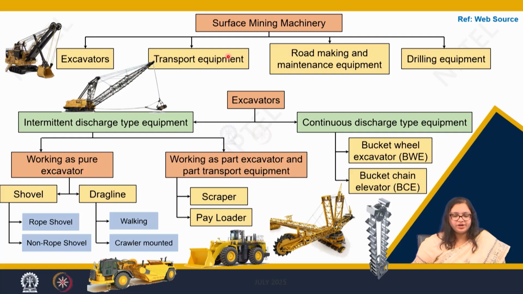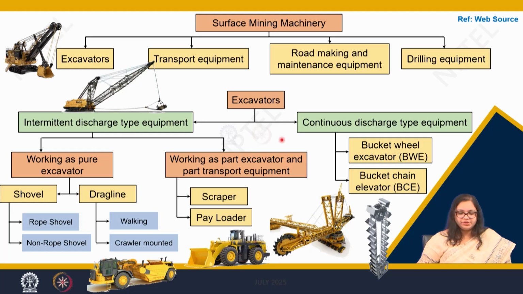Now when we broadly classify the surface mining machineries, we classify them into four categories: excavators, transport equipment, road making and maintenance equipment, and drilling equipment. Here we have a shovel and a dragline, which we classify as excavators. Here we also have a bucket wheel excavator, which falls under the excavator category. When we talk about excavators, they are of two types: one is the intermittent discharge type equipment and one is the continuous discharge type equipment.